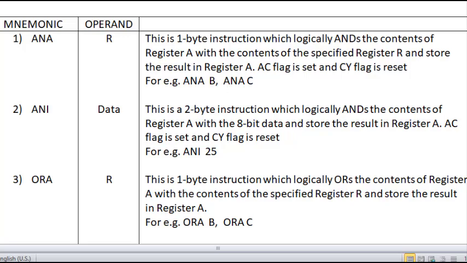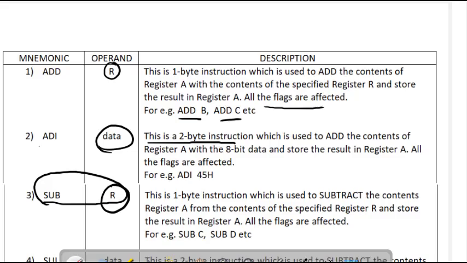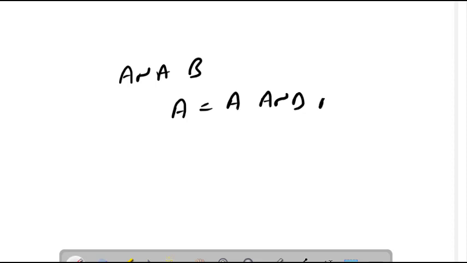What this instruction does is, if I write ANA B, ANA B means A equals A logically ANDed with B, and the result is of course stored in A. So we can logically AND the contents of A with any other register.